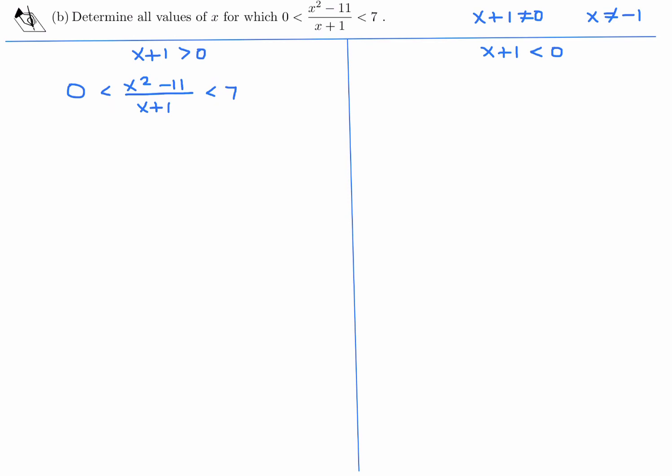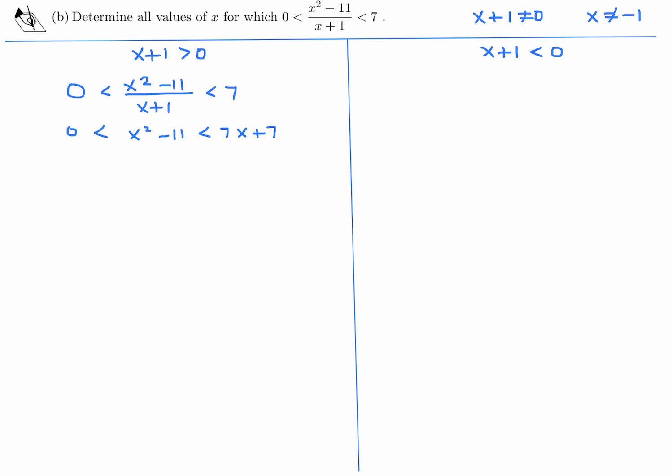Okay. So what I like to do, first thing, is multiply through by x plus 1 to get rid of any fractions. So it will be 0 on that side, and this will be 7 times x plus 1, so 7x plus 7. And then we take a look at 3 scenarios, right?